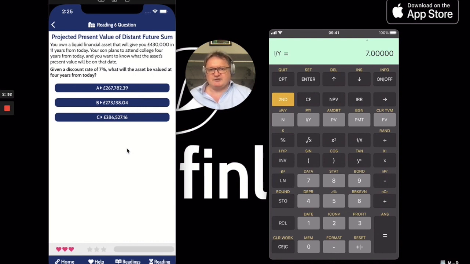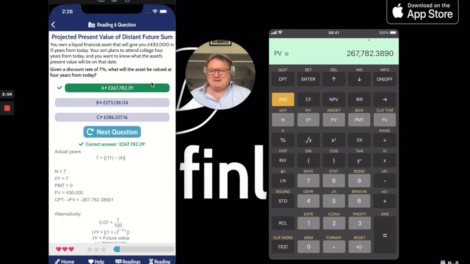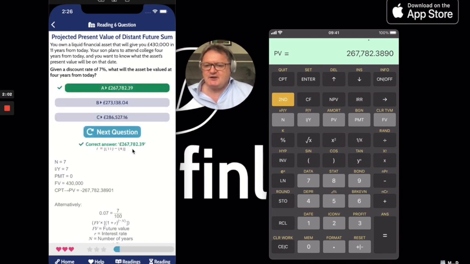The PV is the thing we're trying to calculate, so we can't do that now. The payment is zero, it's not an annuity. And it's 430,000, that's going to be the FV, and then compute PV. Take off the minus: 267,782. There we are. We got A, which is bang on, pretty much a 2 decimal version of a 4 decimal figure. Let me just cross fingers. Yes, there we go.